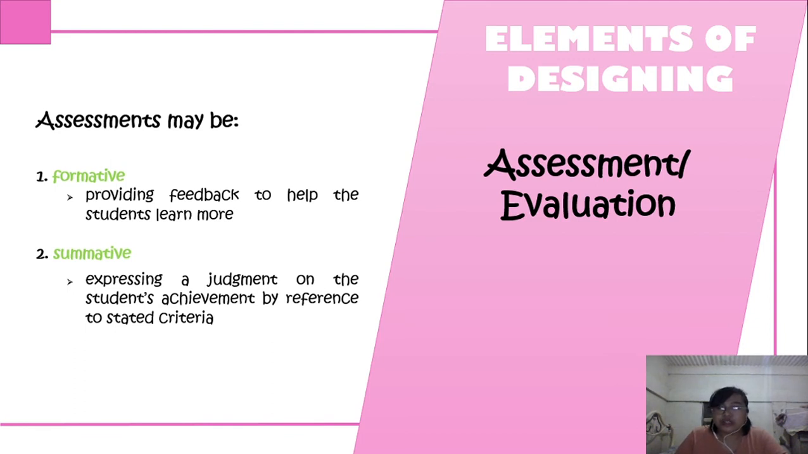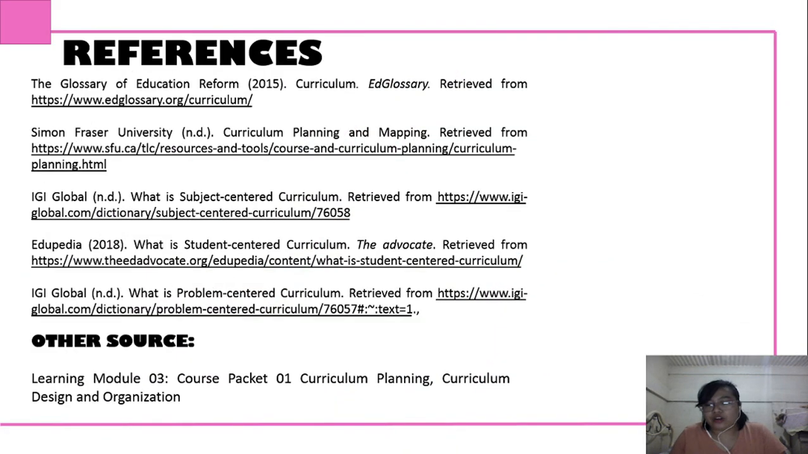So, generally, in this discussion, we dug deeper into curriculum designing and organization. We have tackled the types of curriculum design that involve the subject-centered design, the learner-centered, and lastly, the problem-centered design. While in elements of designing a curriculum, we have tackled the five major elements: first the intended learning outcomes, the subject matter content and the references, the teaching and learning methods, and lastly the assessment or the evaluation.